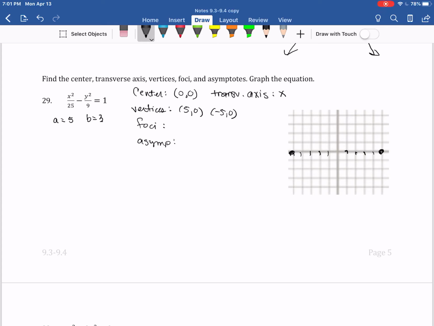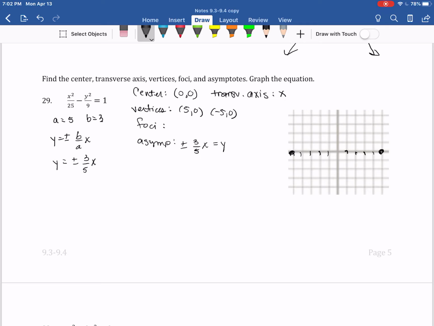The foci are asked for after the vertices, and the asymptotes. All right, so let's see what we've got. We do have enough information to find our asymptotes. The asymptotes have general form y equals plus or minus b over a times x. And we just found a and b, so y equals plus or minus 3 over 5 times x. I'll write that here where I put the asymptote. I forgot y. Y equals that.